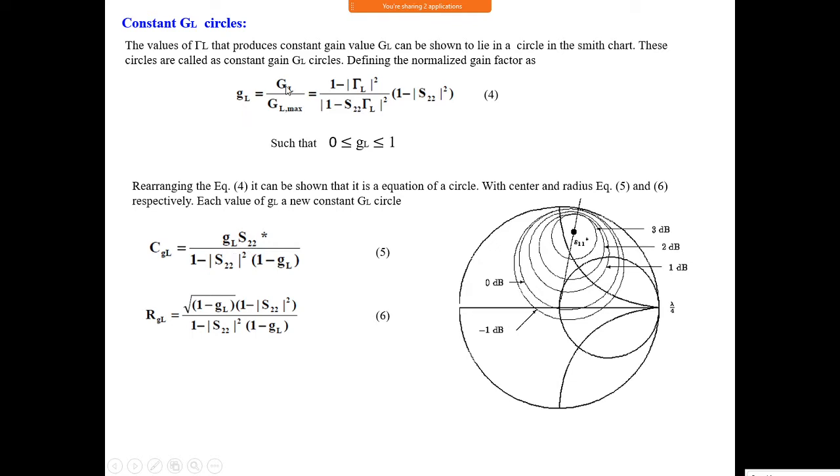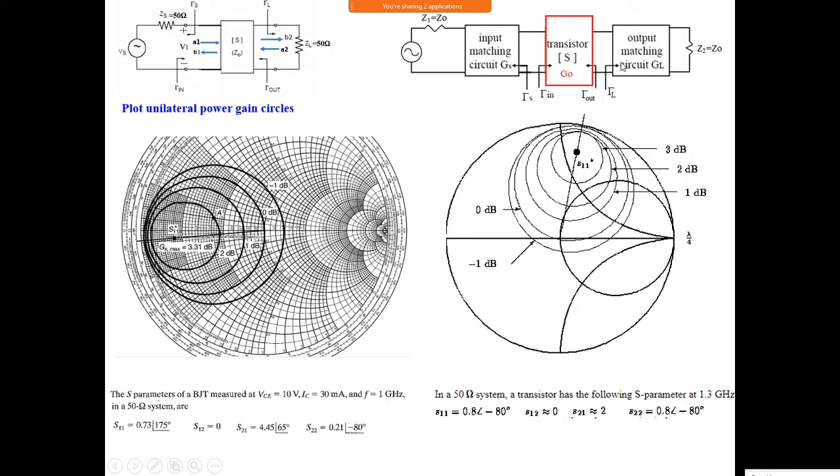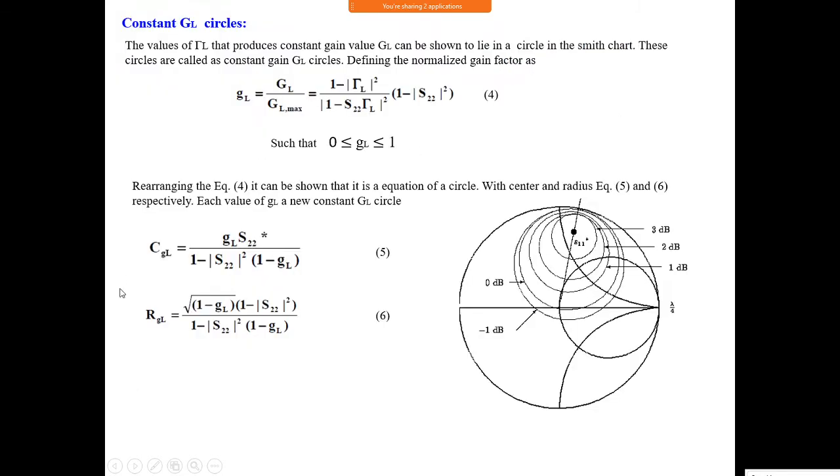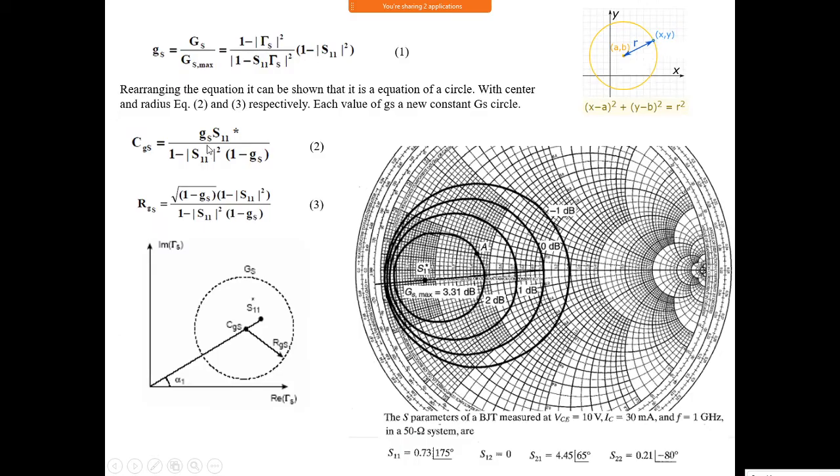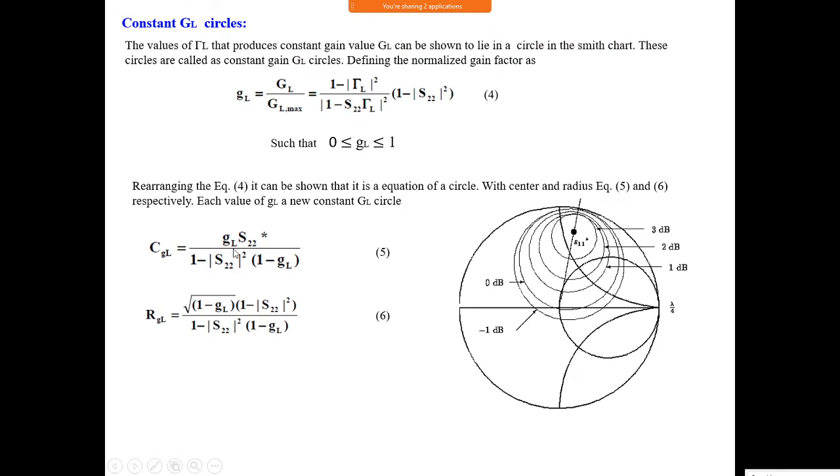What GL do we want? GL of 1 dB. If you want 1 dB, you should take ZL as something. Looking in this direction, ZL should be something. To get that value, you should draw the circle again. That is called the output gain circle. For that, the center is this. Here it is GL instead of GS. For the input gain circle, it is GS. Here it is GL. What is GL? GL divided by GL maximum.